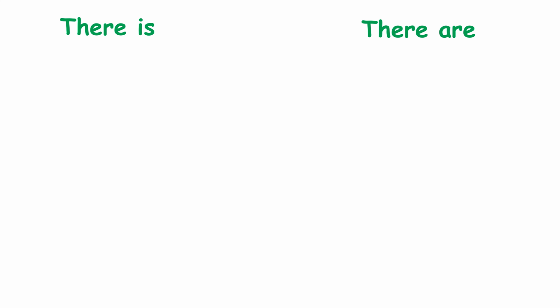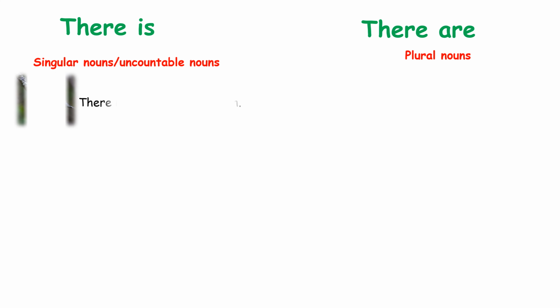sentence. So we use there is when the noun that comes after this expression is either a singular noun or an uncountable noun. However, if the noun that comes after this expression is a plural noun, then we use there are. Let's look at it in a few examples.